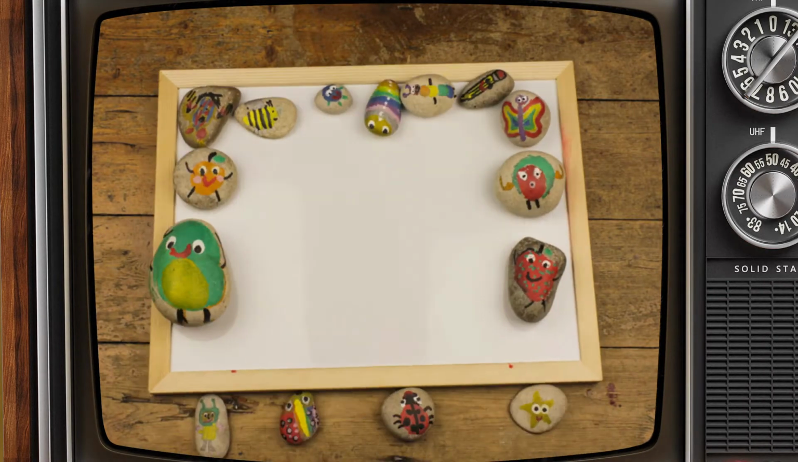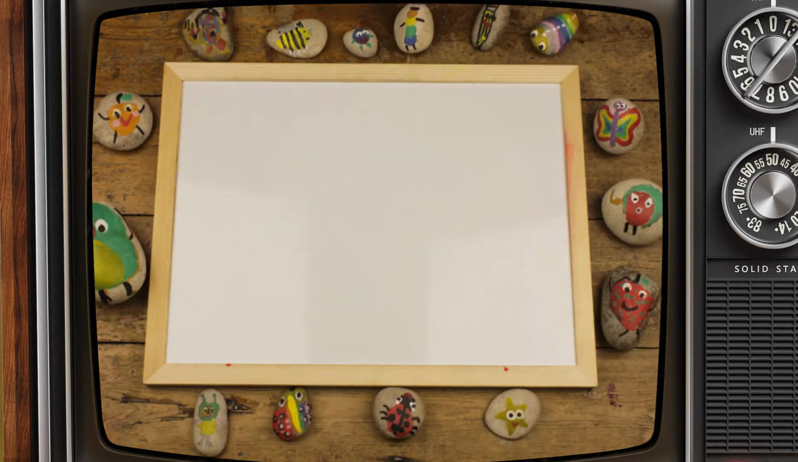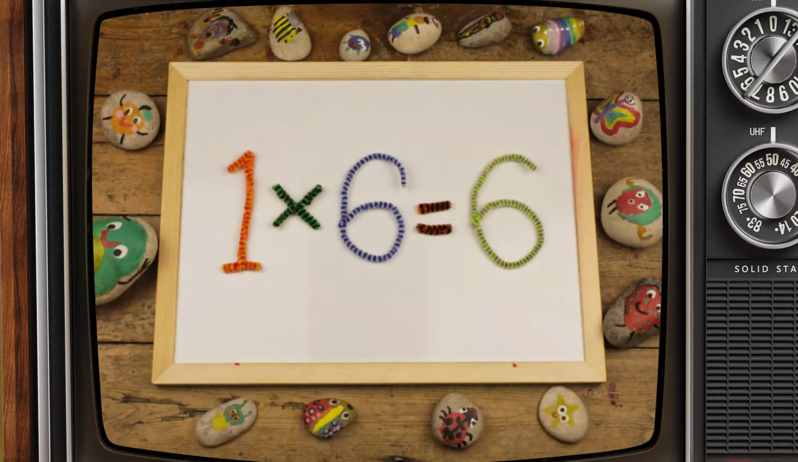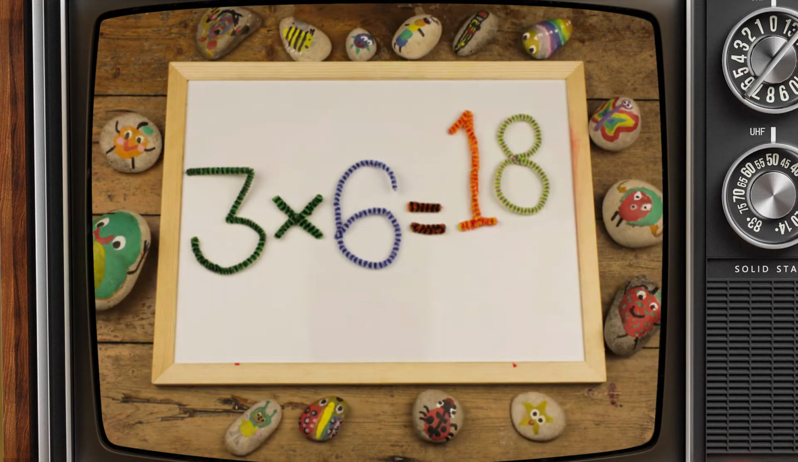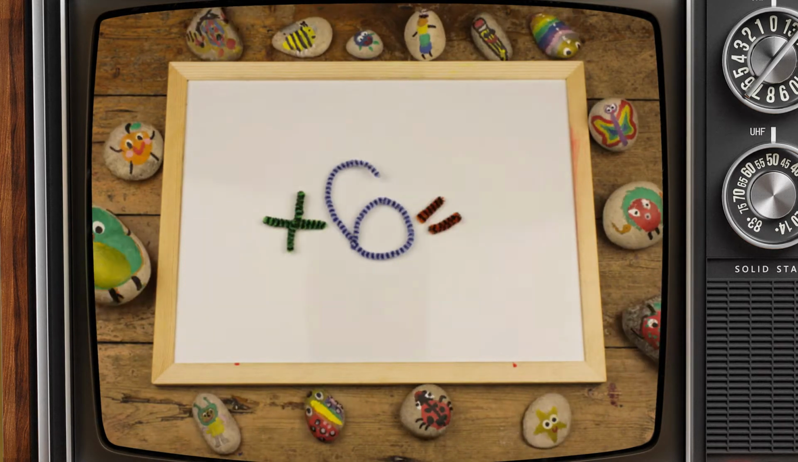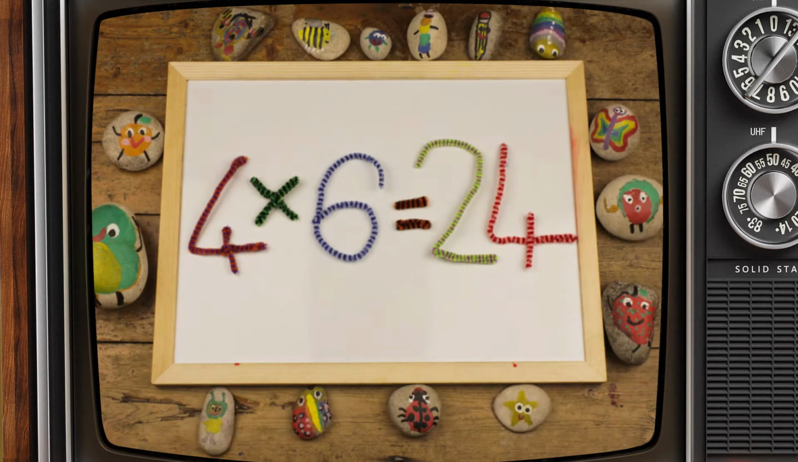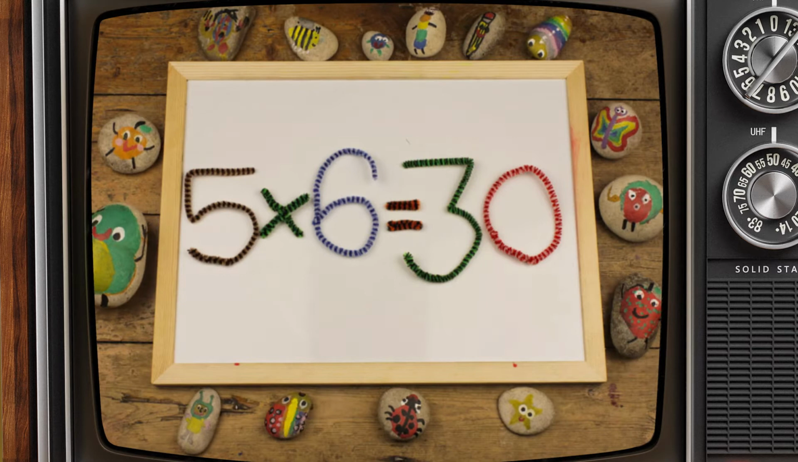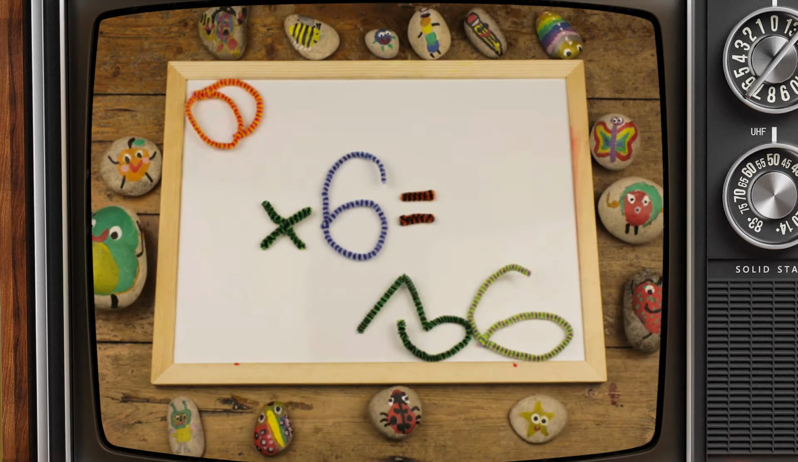Are you ready for the 6 times table? Here we go. Woo! 1 times 6 is 6, 2 times 6 is 12, 3 times 6 is 18. Yeah! 4 times 6 is 24, 5 times 6 is 30, 6 times 6 is 36. Woo!